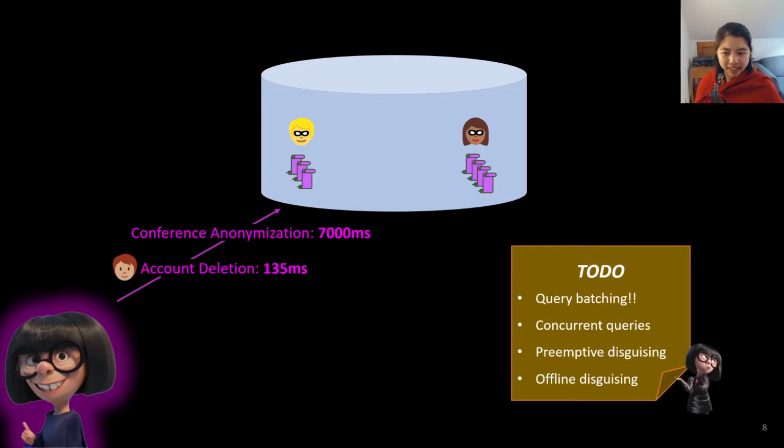Edna has some clear optimizations to make. Currently, all disguise operations are executed as single sequential queries, and batching and concurrent query execution should improve this. Edna can also preemptively create and cache some disguise actions, such as creating placeholder users, or compute disguise modifications on a shadow copy offline to make disguises less disruptive.